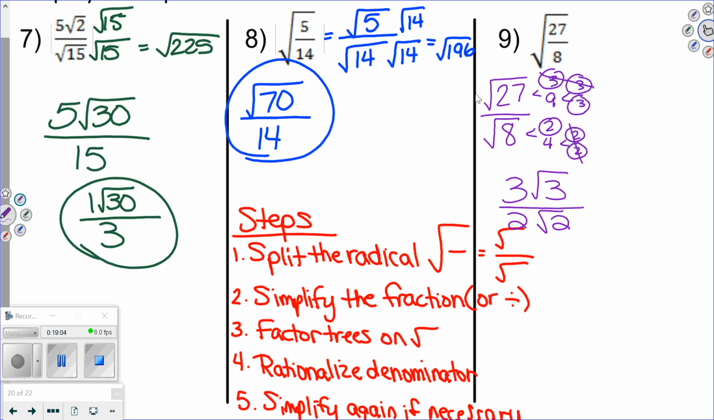Step 4, rationalize the denominator. What's the part of that denominator that's the problem? There's a radical. The fact that there's a 2 here, I don't care about the 2. The radical 2 is the problem. So when I'm rationalizing, I'm multiplying top and bottom just by radical 2, because that's the only part that was the problem. So on the top, what's 3 radical 3 times radical 2?